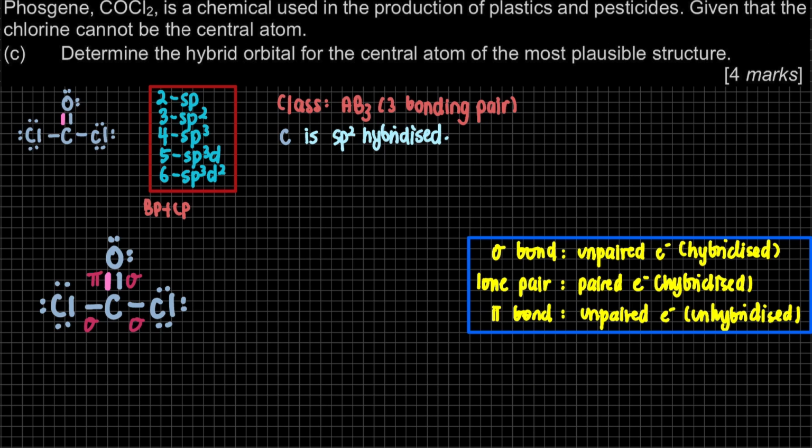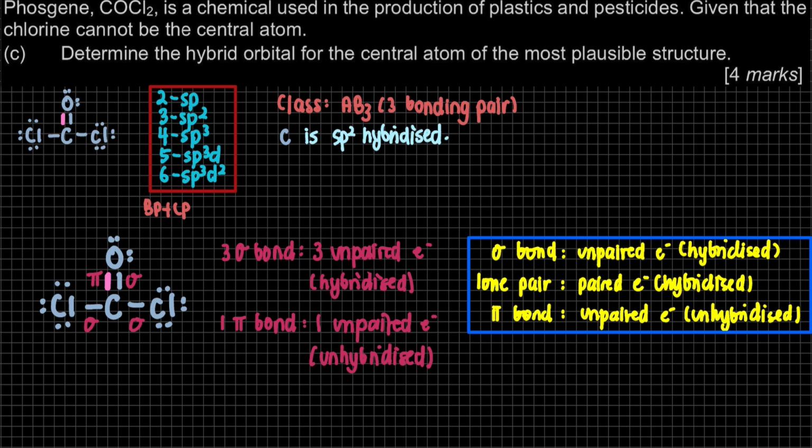So what does it mean? We have 3 unpaired electrons, which are hybridized. So that is for the sigma bond. But then for the carbon, we have 1 pi bond. So I'm just going to write down, for my ground state, excited state, hybridized state. For my hybridized state, I will have 3 unpaired electrons which are hybridized, and 1 unpaired electron for the unhybridized. Don't forget to include that the carbon is sp2 hybridized.